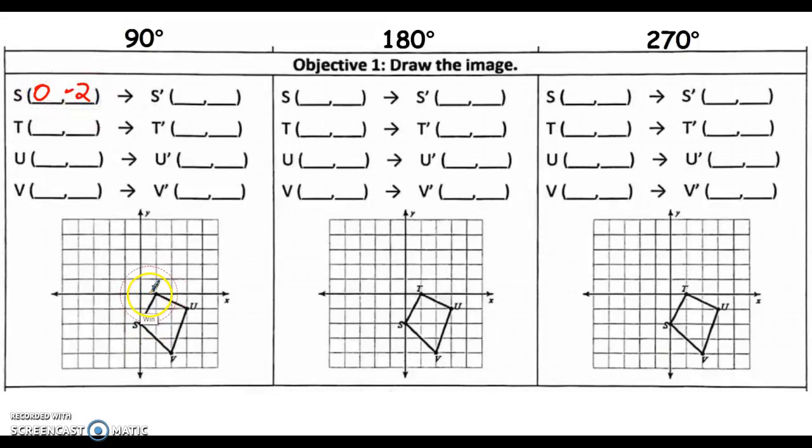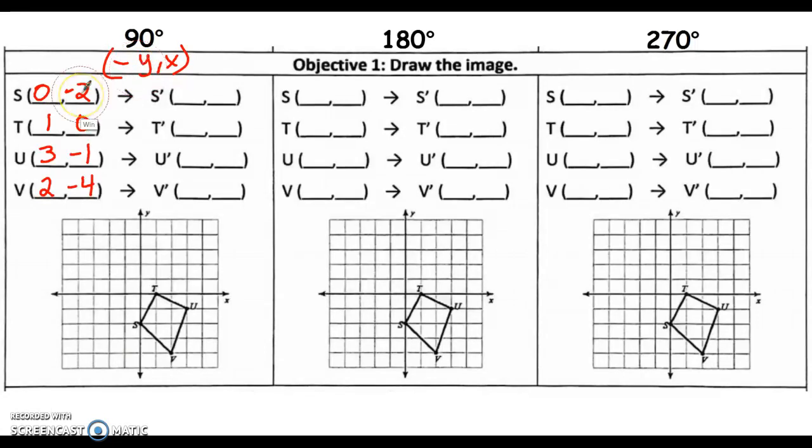The ordered pair for T is 1, 0. U is 3, negative 1. And V is 2, negative 4. Now, if we remember our rule for 90 degrees, it is negative y, x. So we are going to change the sign of the y value and then swap x and y.